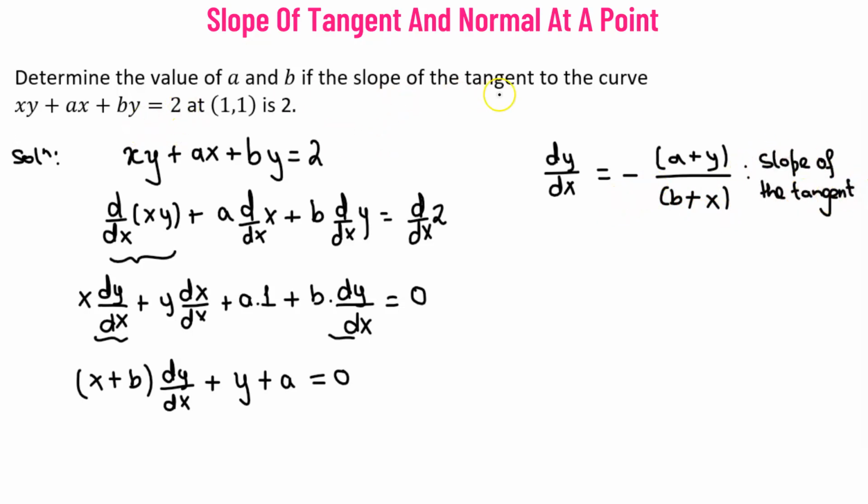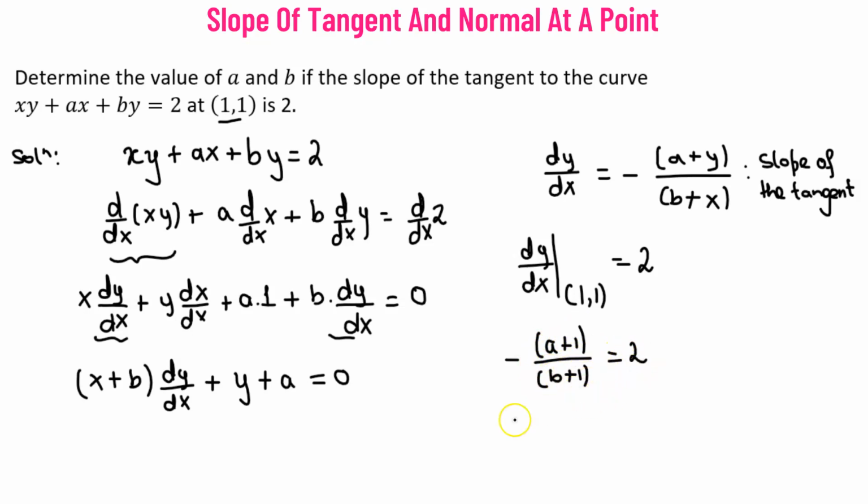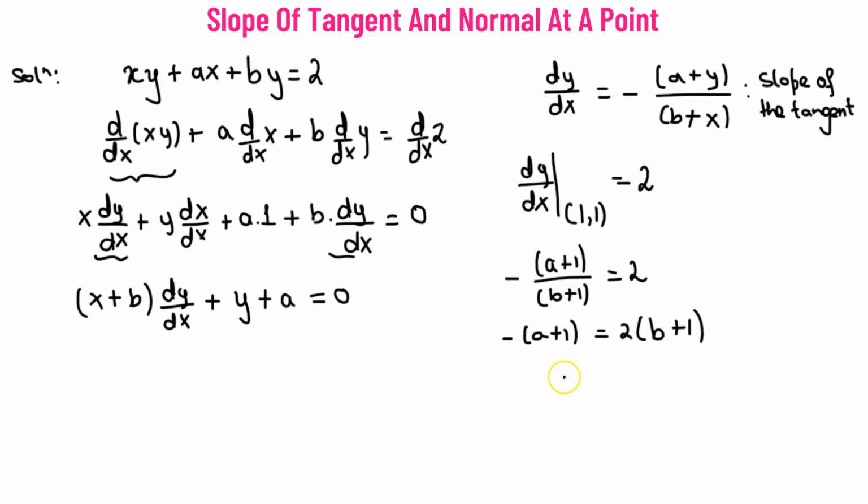Now we are given that the slope of the tangent at the point (1, 1) is equal to 2. So that means dy/dx calculated at the point (1, 1) is equal to 2. All we have to do is substitute the value of x with 1 and y with 1 into our slope. So this will be negative (a + 1) divided by (b + 1), equal to 2, or simply negative (a + 1) equals 2(b + 1). Let's rearrange the terms. So we will have negative a minus 1 equals 2b plus 2.